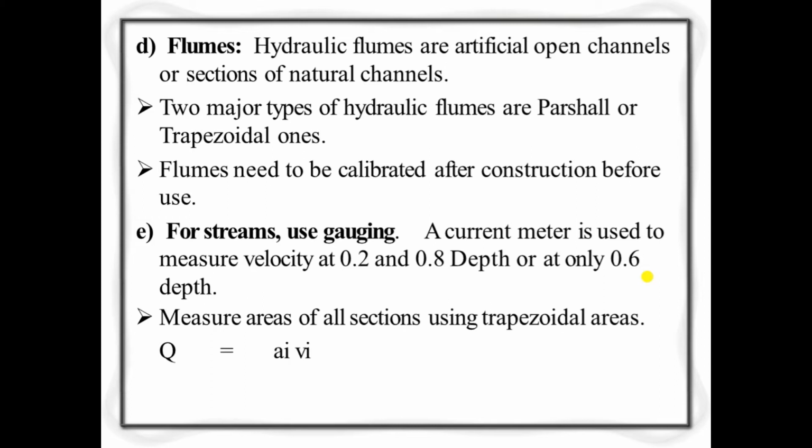For stream gauging, a current meter is used to measure the velocity at 0.2 and 0.8 depth, or at only 0.6 depth. It measures the velocity, and first we have to measure the areas of the section using trapezoidal areas. Q is equal to the sum of Ai into Vi.